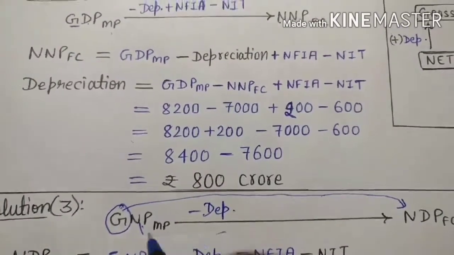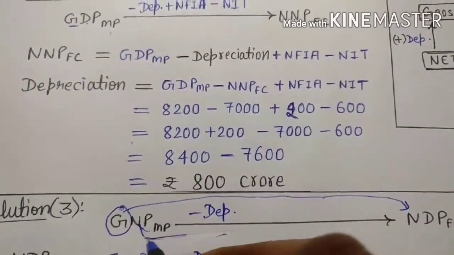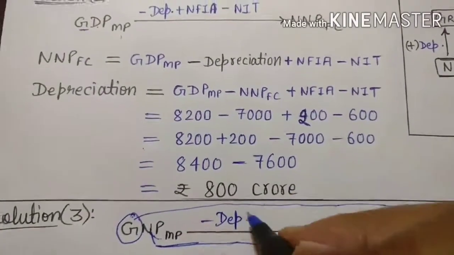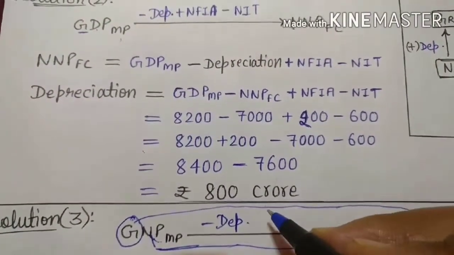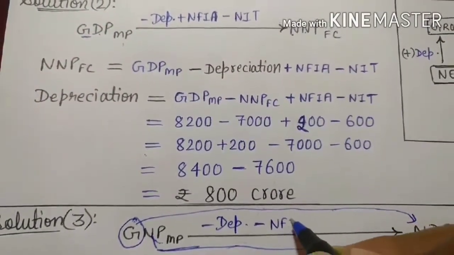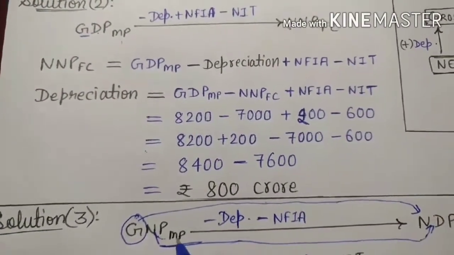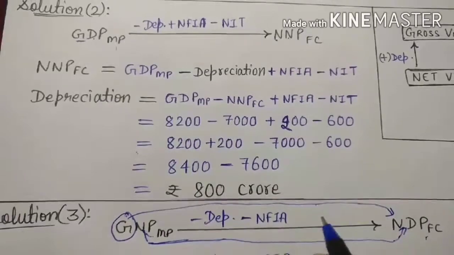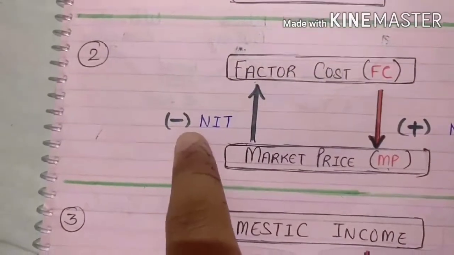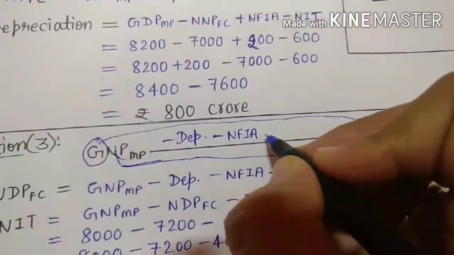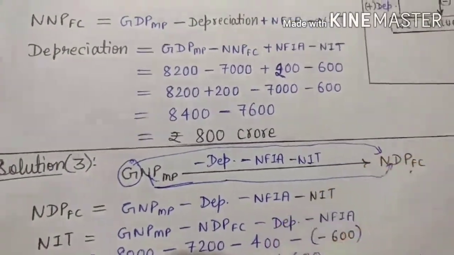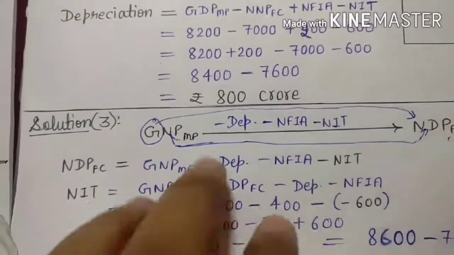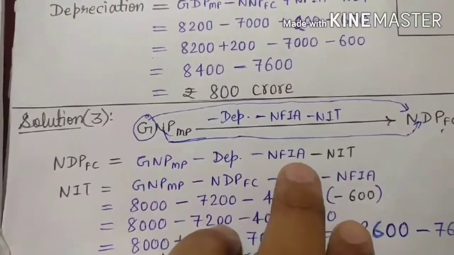Then the second term is there, national. So national to domestic. When we are converting national to domestic, remember, we are subtracting NFIA. And at last, market price to factor cost. It means we have to convert this market price to factor cost. When we are moving from market price to factor cost, what are we doing? Subtracting NIT. So minus NIT. So we got our formula. NDP at FC we have to find out: GNP at MP minus DAP minus NFIA minus NIT.